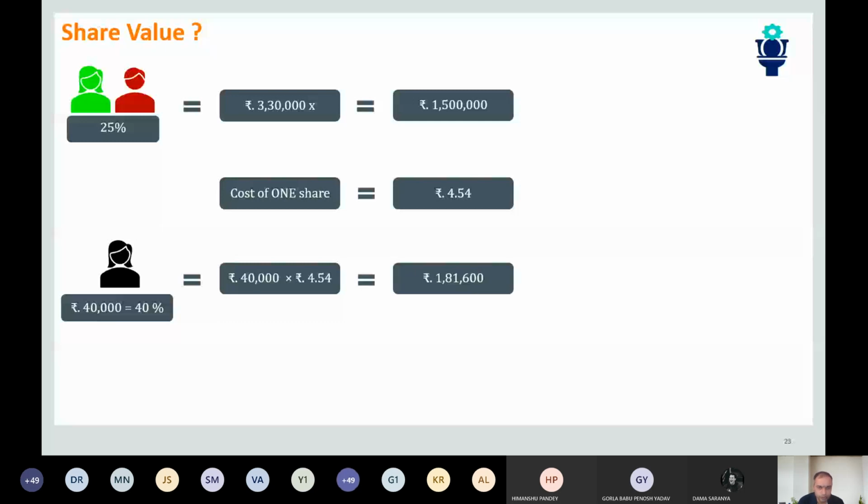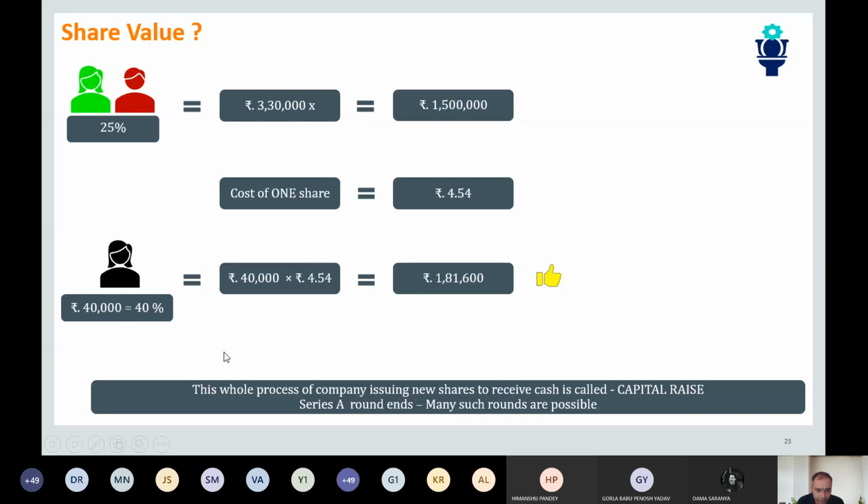When you started the business, you only invested 40,000 rupees. After seed investment and after 1 year of running your company, your share value has increased to 1,81,600. Initially it was only 40,000. From 40,000 it reached 1,81,600. But what happened to your share percentage? It was 40 percent. Now it has decreased to 30 percent. So still you are making a good profit.